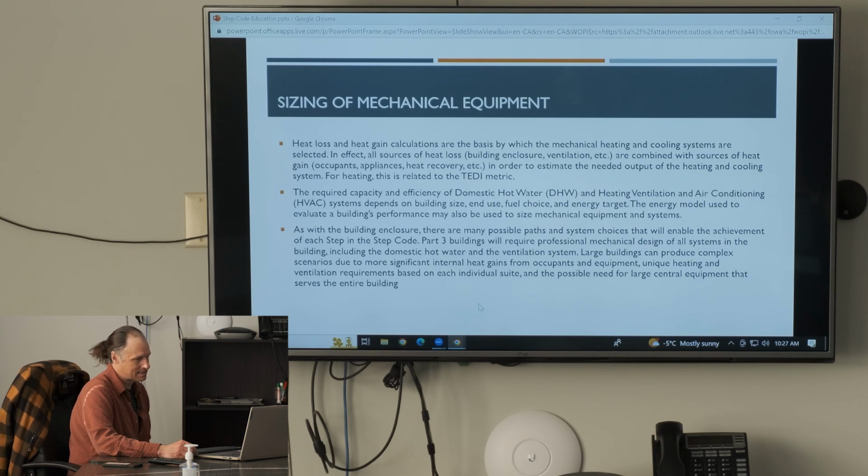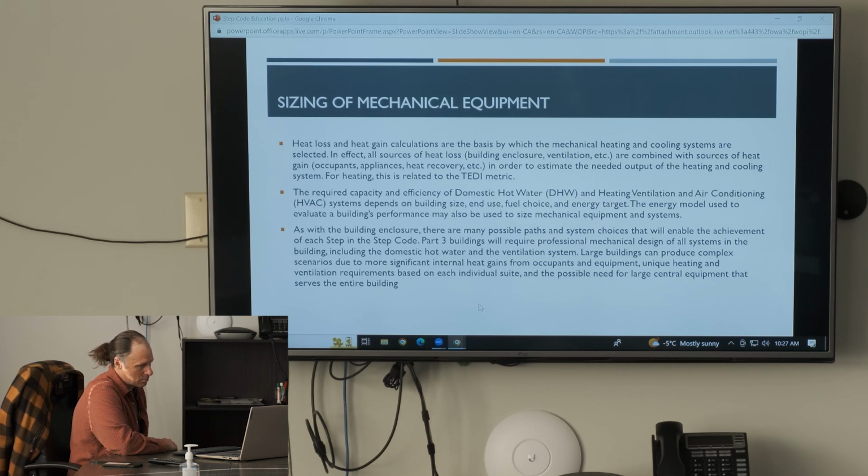The required capacity and efficiency of the domestic hot water, DHW, and heating, ventilation, and air conditioning, HVAC systems depends on building size, end use, fuel choice, and energy target. The energy model used to evaluate a building's performance may also be used to size mechanical equipment and systems. As with the building enclosure, there are many possible paths and system choices that will enable the achievement of each step in the step code.